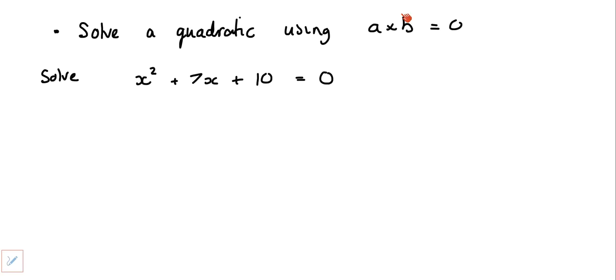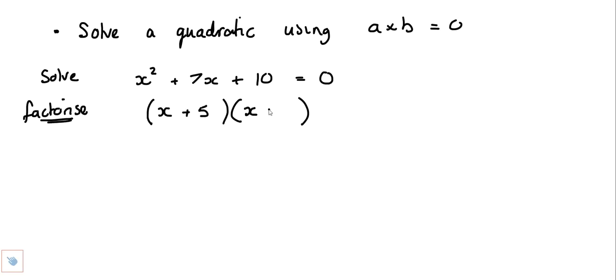Something times something else. How do we do it? Factors. So we are looking to factorize. What is it in factorized form? 5 and 2. So we've got x plus 5, x plus 2, yeah? You all happy with that? Now that is the factorized form of that. It still equals 0. It's the same thing written in a different way. And it just so happens we now have a times, because there's no sign, b equals 0.